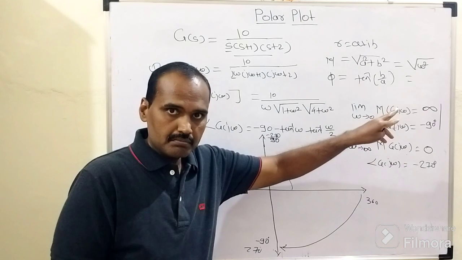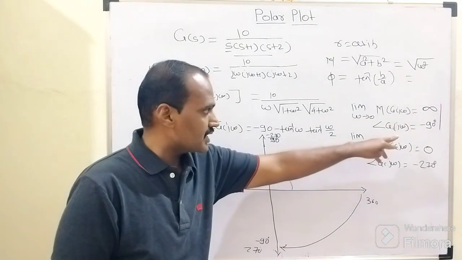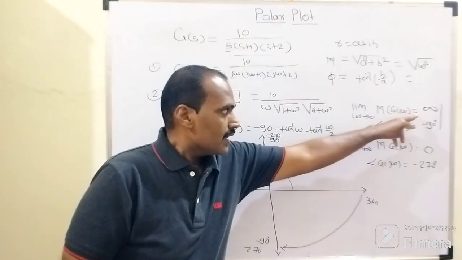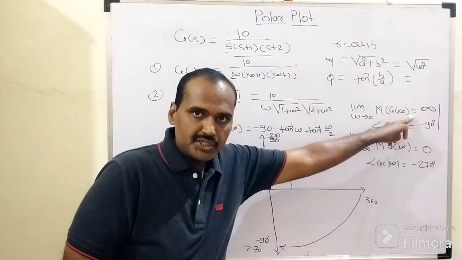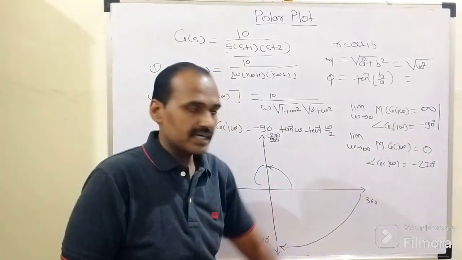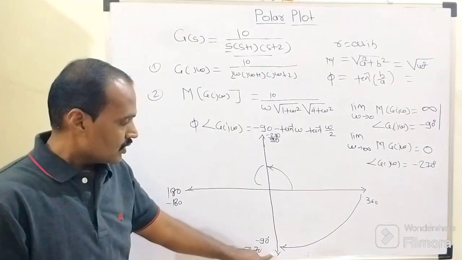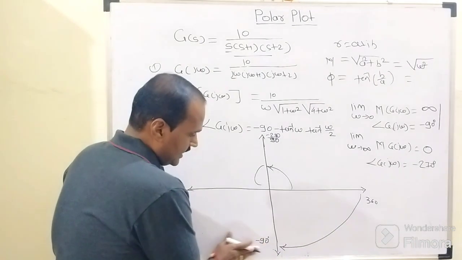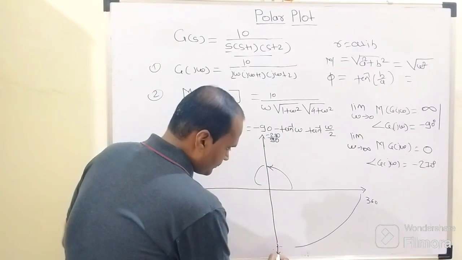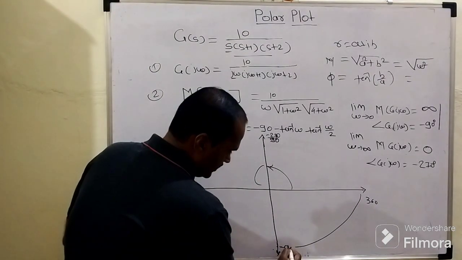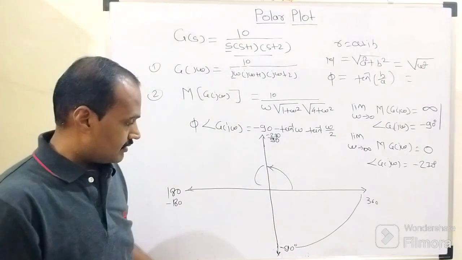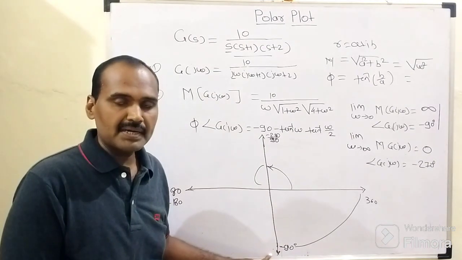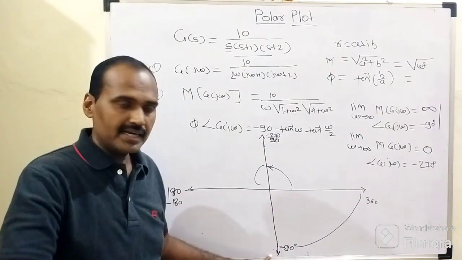this open loop transfer function, whose magnitude is nothing but what? When omega equals 0, it will have the infinite value of magnitude, and at this infinite value it will try to touch this minus 90 degree line. Here I will write, this will be the minus 90 degree line, but we cannot predict the intersection point of this polar plot with this minus 90 degree line, because that can have the infinite value.